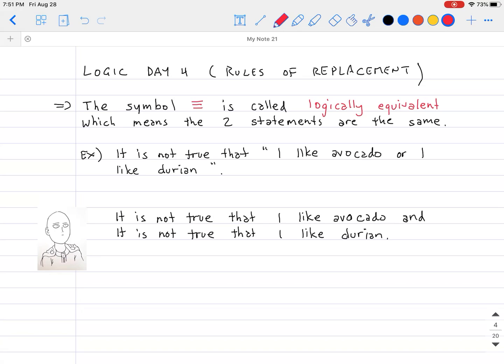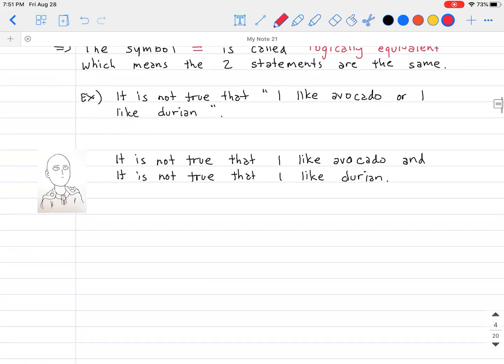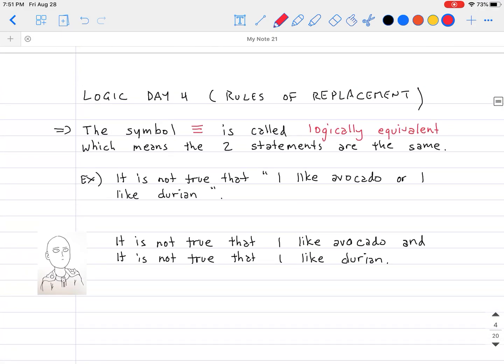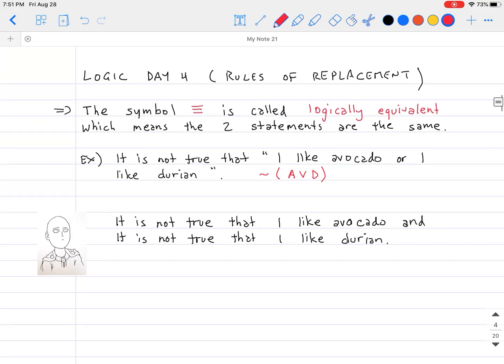Now, to help you prove this, let's do the following. Let me take the first sentence and write it as a statement, so that we can prove it using a truth table. The first one, I can write as the negation of, in parentheses, because you can see the quotation mark, I like avocado as A, or I like durian, which is denoted as D. So that's what that statement is going to say.